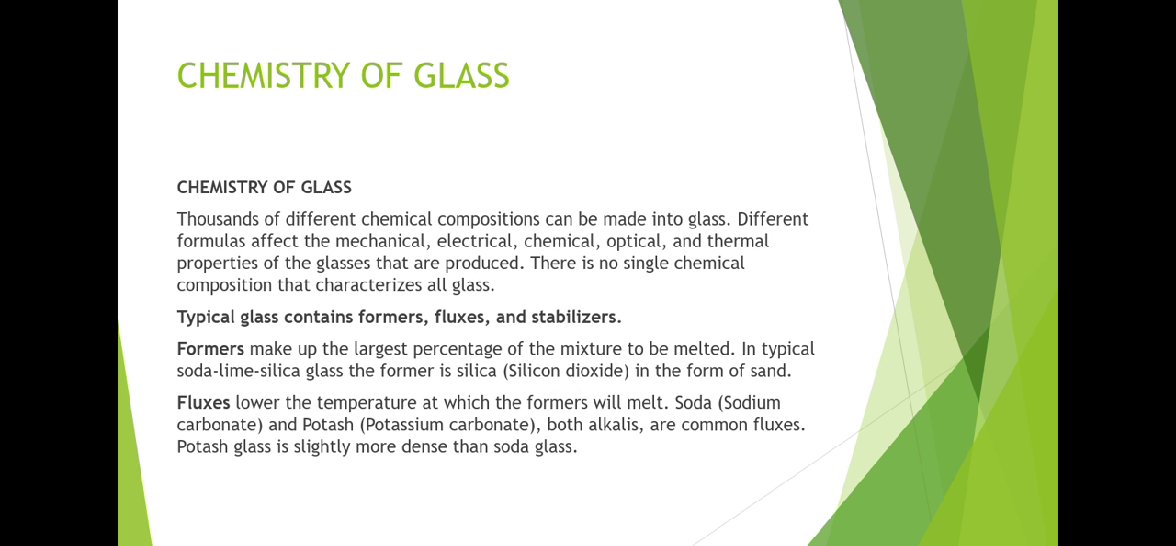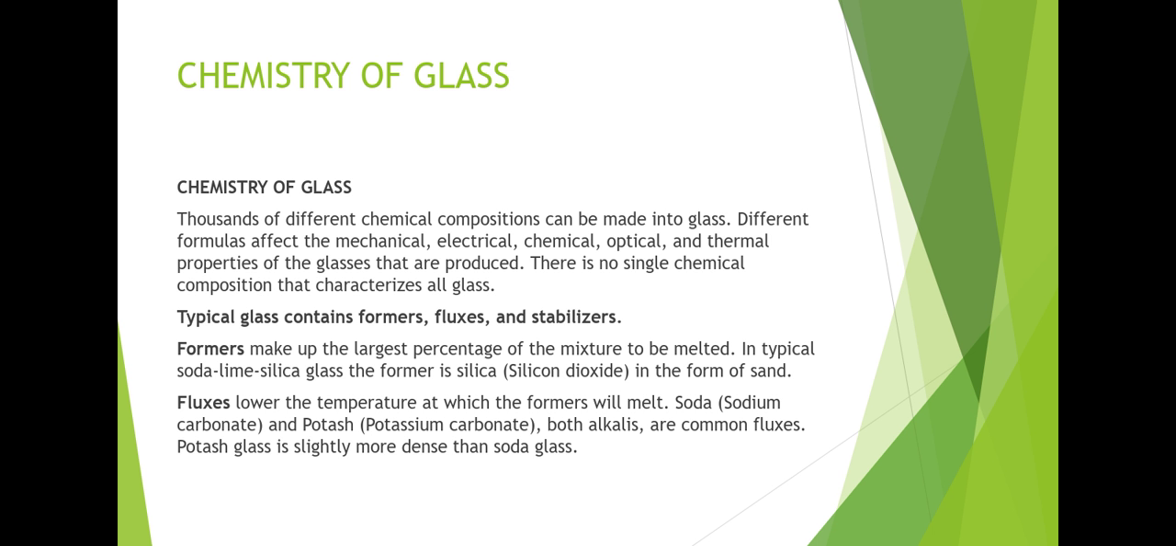Chemistry of glass. Thousands of different chemical compositions can be made into glass. Different formulas affect the mechanical, electrical, chemical, optical, and thermal properties of the glass that is produced. There is no single chemical composition that characterizes all glass. Typical glass contains former, fluxes, and stabilizer. Former makes up the largest percentage of the mixture to be melted. In typical soda lime silica glass, the former is silicon dioxide in the form of sand.